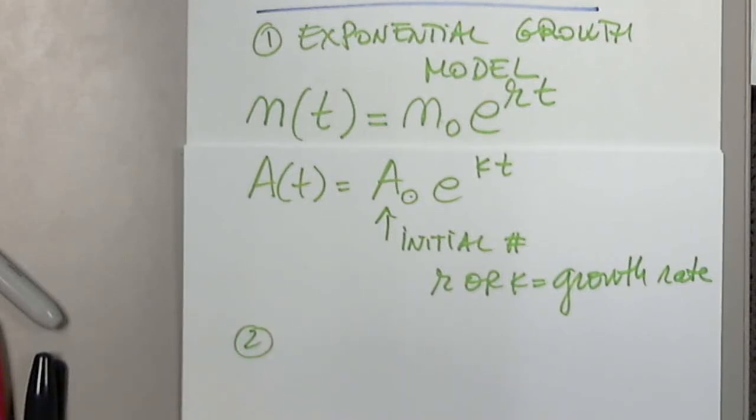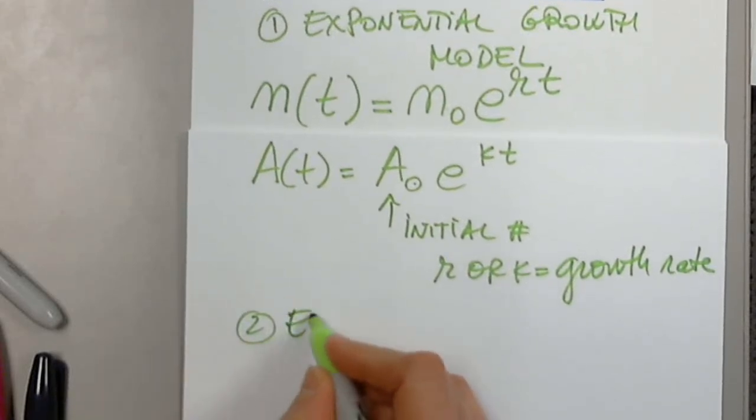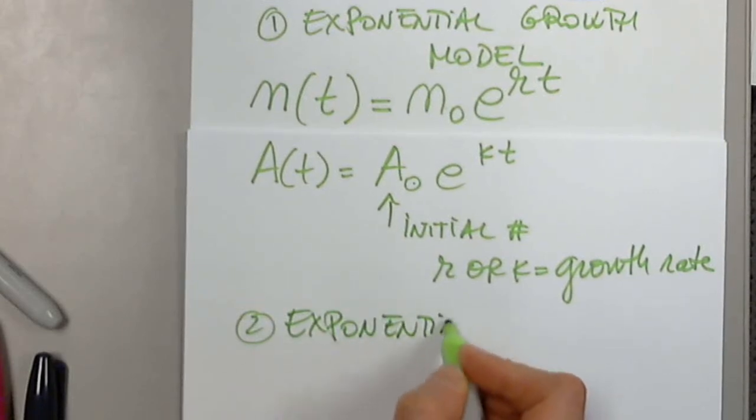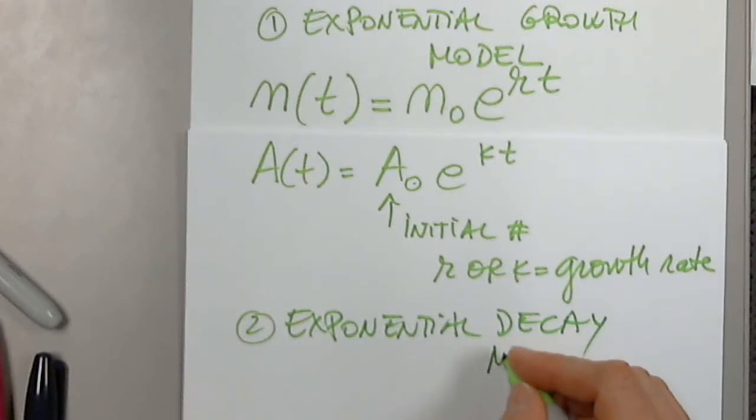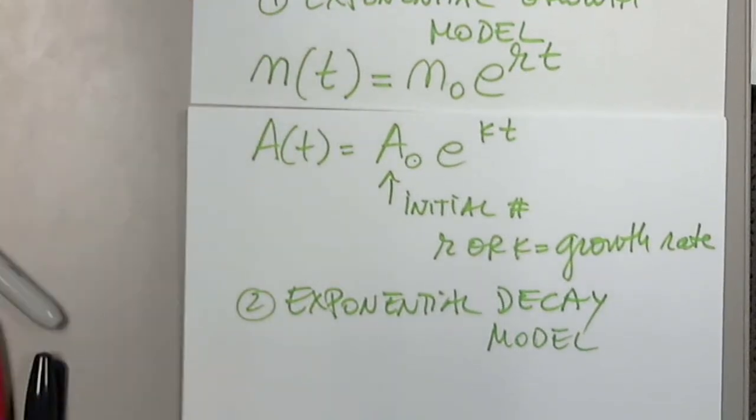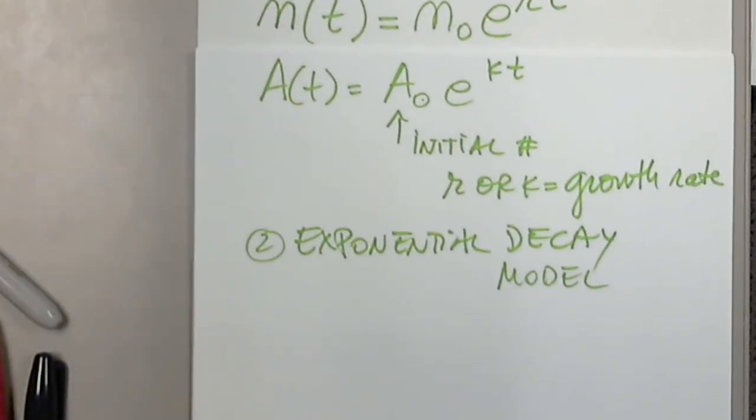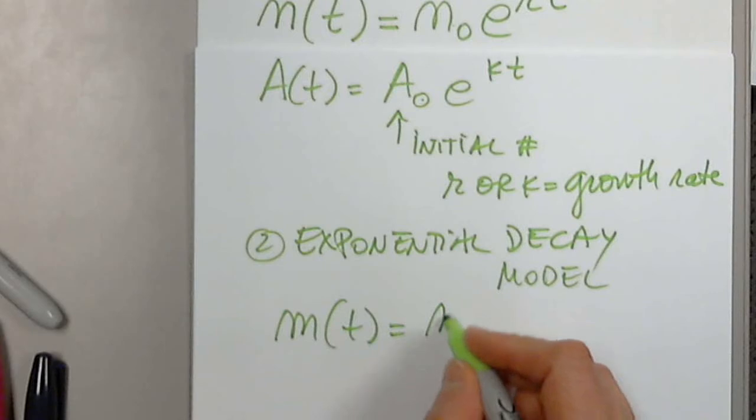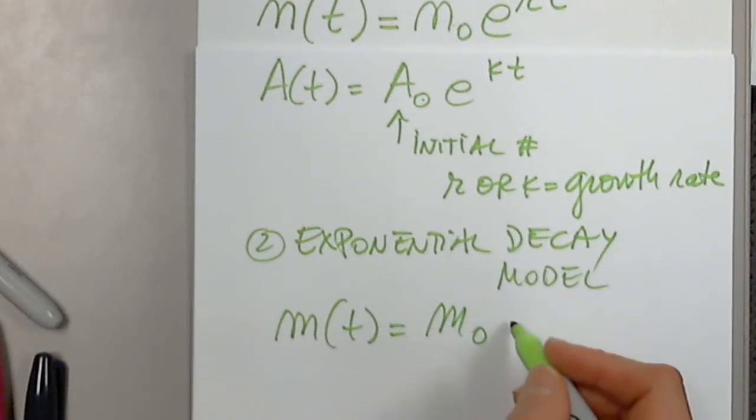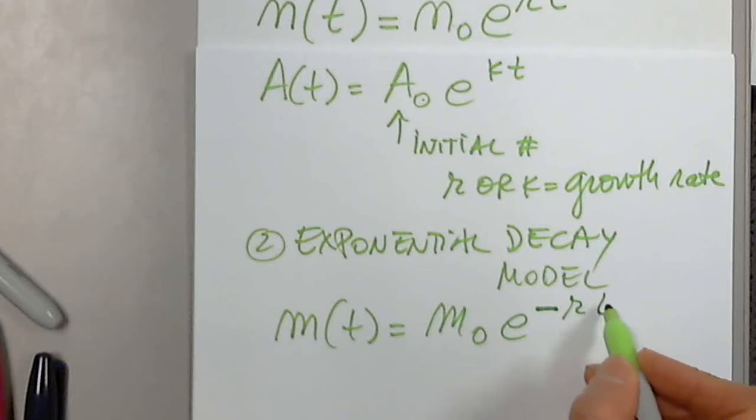The second model is the exponential decay. The exponential decay model. And you will see the difference. We talk about exponential decay when we talk about radioactive substances. And when we talk about radioactive substances, we talk about mass, not number, but mass. So the usual model is m of t, mass of t, m0, the initial mass, e to minus rt.